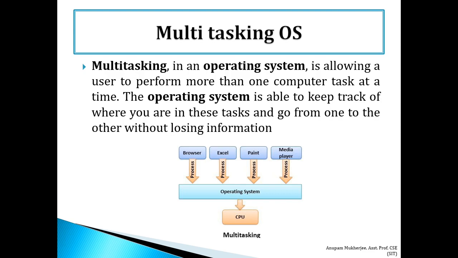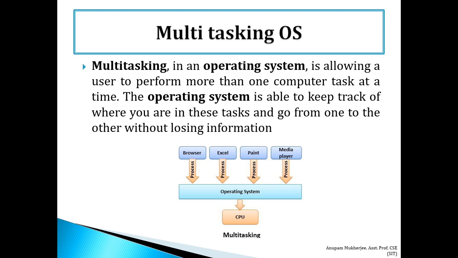So first we'll discuss what is a multitasking operating system. As the term suggests, multiple tasks. That means it can perform multiple tasks at a time. So what are the different tasks involved in that process? Different tasks are like browser, Excel, Paint, media player. All these processes want to access your single CPU. So in that situation, how does the operating system handle all these processes? It uses its context switching operation, switching between the processes to access the CPU.